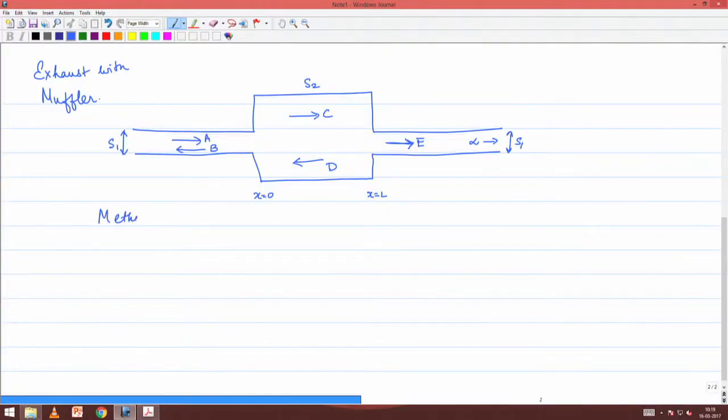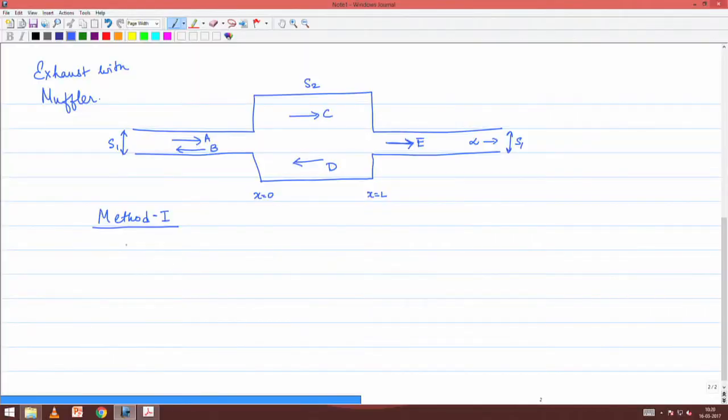The first method is typically not a very useful method in the sense that it is a little more cumbersome, that is why this method will not be used, but nonetheless I want to give you this method just for you to connect with whatever we have studied in our plane wave analysis, right. Okay.